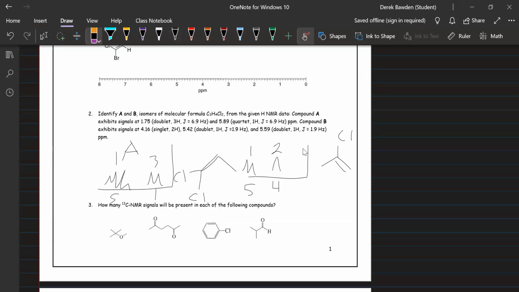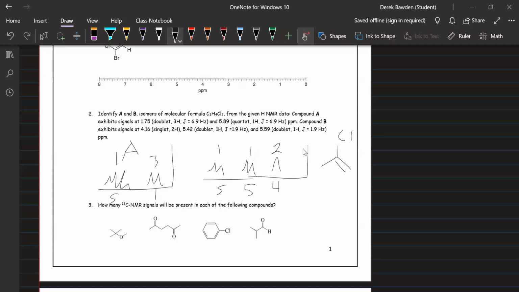Sorry. Am I okay to draw this first compound, or erase this first compound? Yes. Yeah. Just give me a bit more space. Then we have 5.59, our other 5. It's a doublet with 1 hydrogen. Perfect. Sorry, I didn't check that out. Thank you. So that helps out as well.